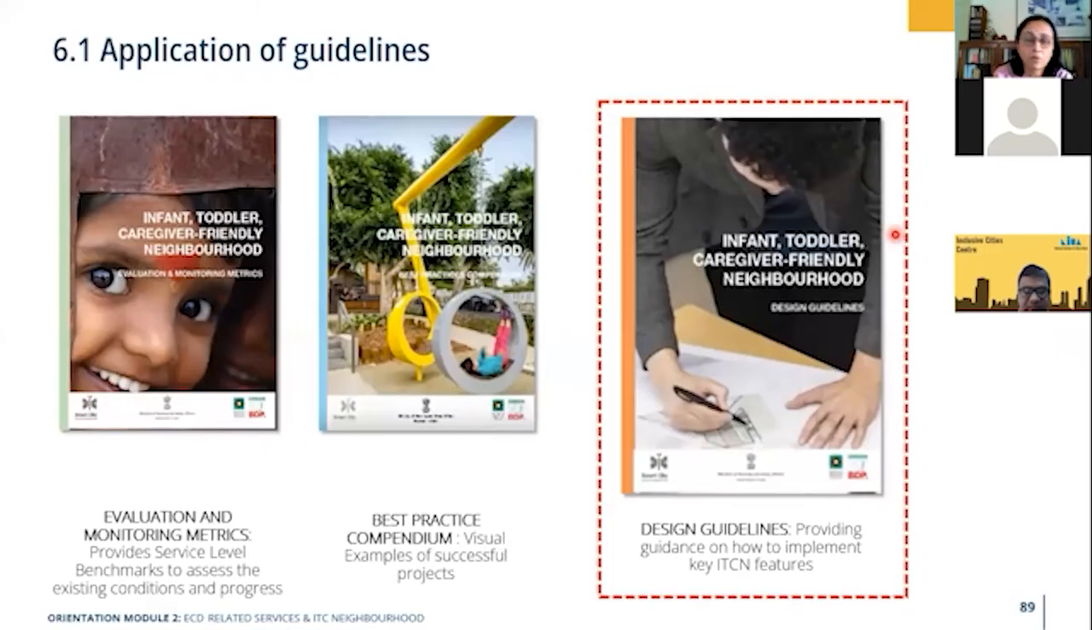So how do we sort of look into these guidelines? Today, the contents that were covered are essentially from the infant toddler caregiver friendly neighborhood design guidelines. So this document is providing the guidance of how to implement the key ITCN features, but they are always used in reference to these two documents. So the best practices would give you insights into more successful examples in lots of parts of the world. And the evaluation matrix is a way to sort of cross-check.